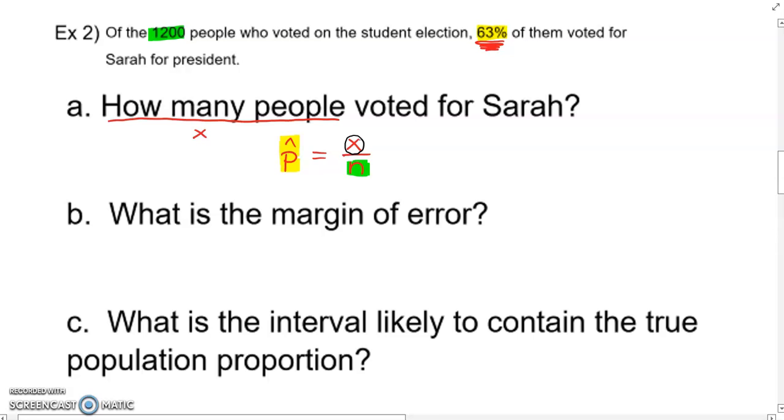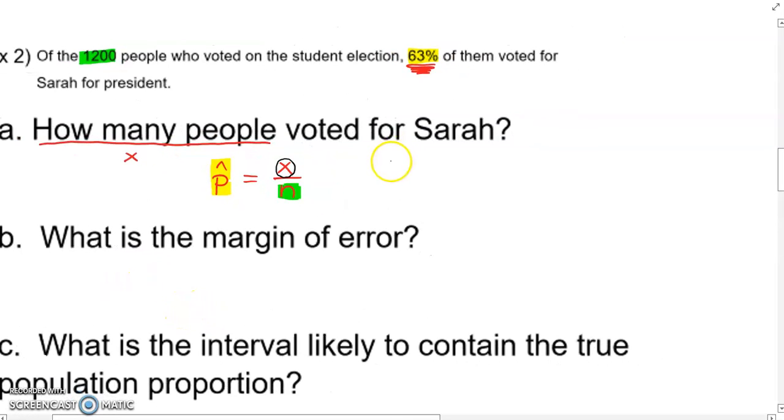How many people voted for Sarah? Now, there's a much easier way to do this. If you have a total, which in this case is 1,200, and you multiply it by the percentage, that is going to give you the number of people.